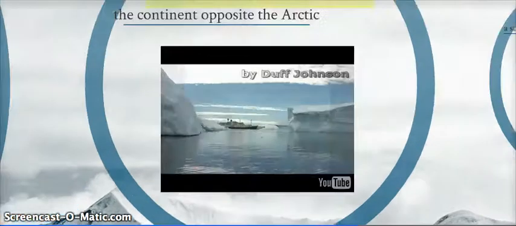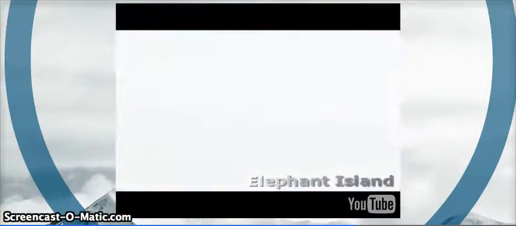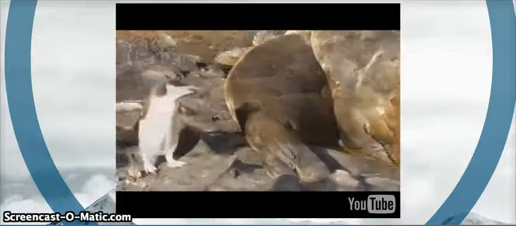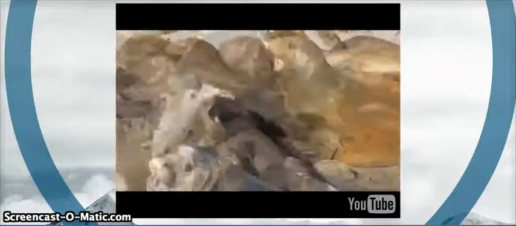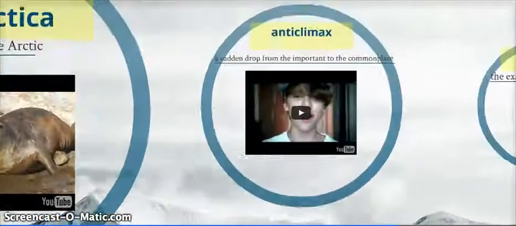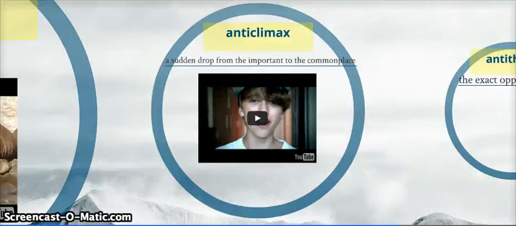And here is the Arctic. So you see this man is going to visit, and he shows us Elephant Island. Oh, very cool, right? This is Antarctica, opposite the Arctic. Okay? All right.